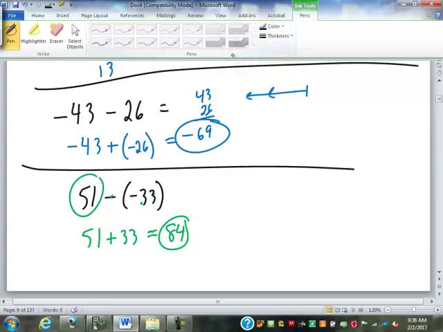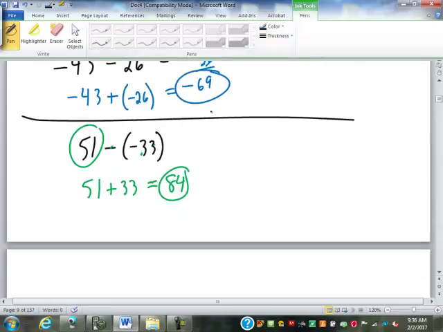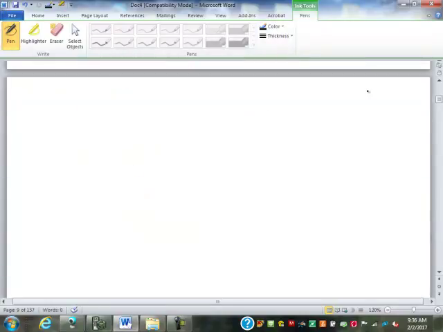Now, the reason I'm going over that again is because in our algebraic numbers, we have to deal with that a lot. And that's usually the most difficult part of dealing with algebraic numbers, dealing with the negatives. Our algebraic numbers are actually very, very similar to our whole numbers.